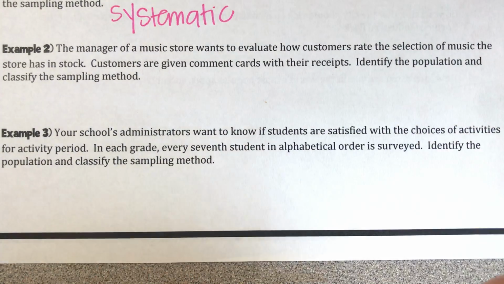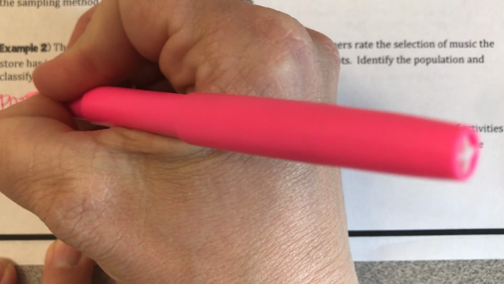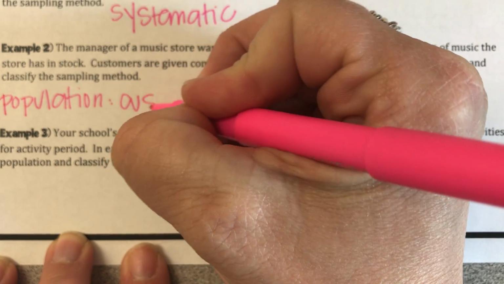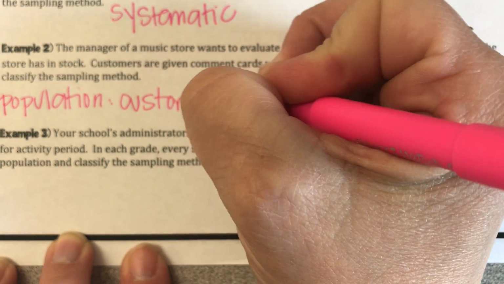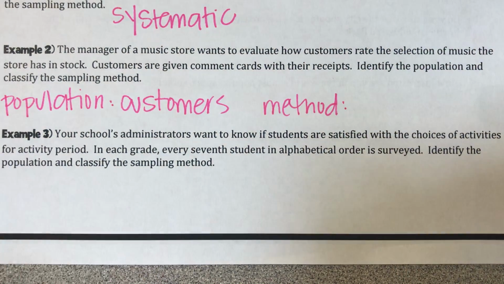On number 2, it says the manager of a music store wants to evaluate how customers rate the selection of music the store has in stock. Customers are given comment cards with their receipts. Identify the population and classify the sampling method. What do you think? Who's the population? The population is all customers, because they're trying to survey all of their customers.